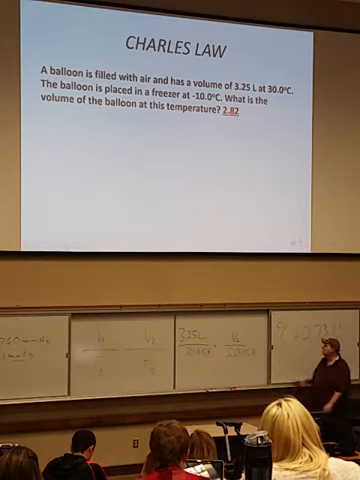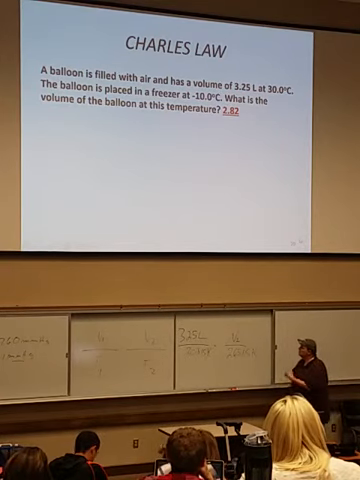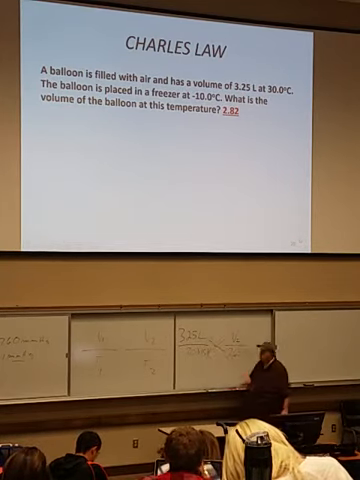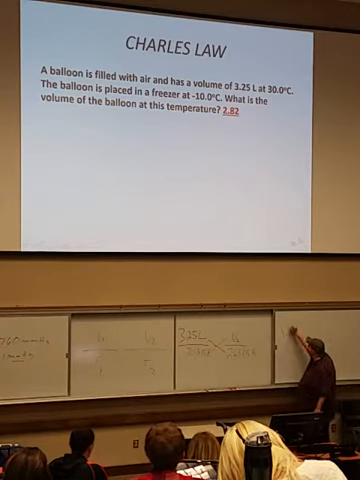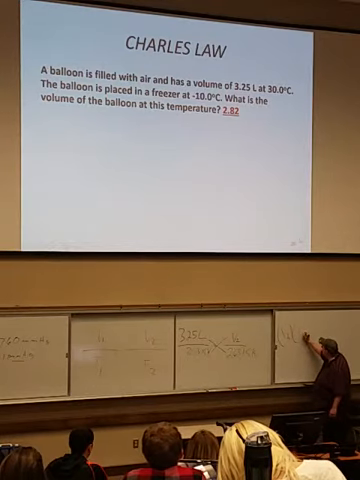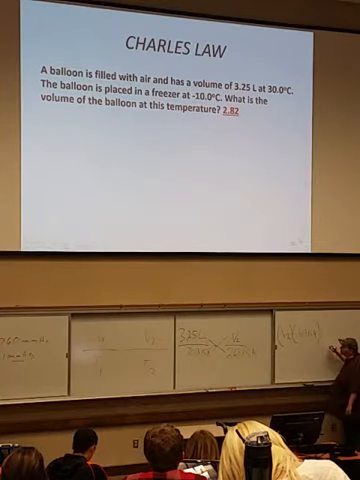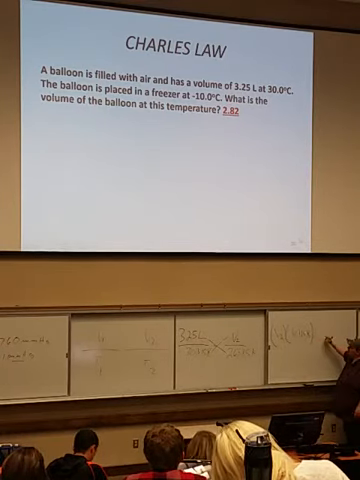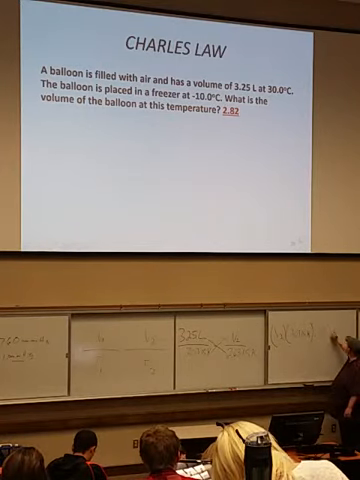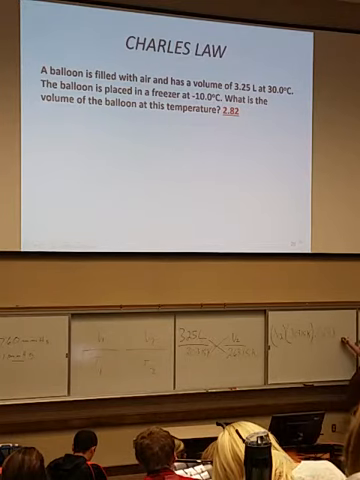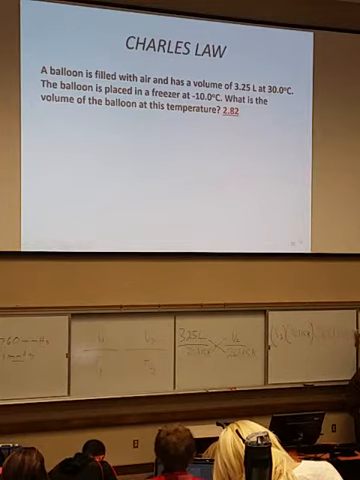All right, what I do on this is I just cross multiply. So I'm going to multiply these across and these across, and it doesn't matter what side I put them on. So I have V2 times 303.15 equals 3.25 liters times 263.15 K.